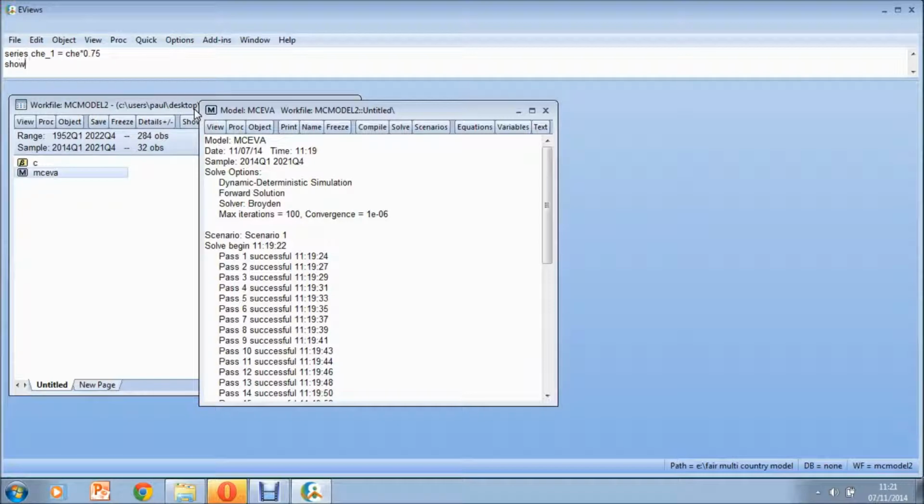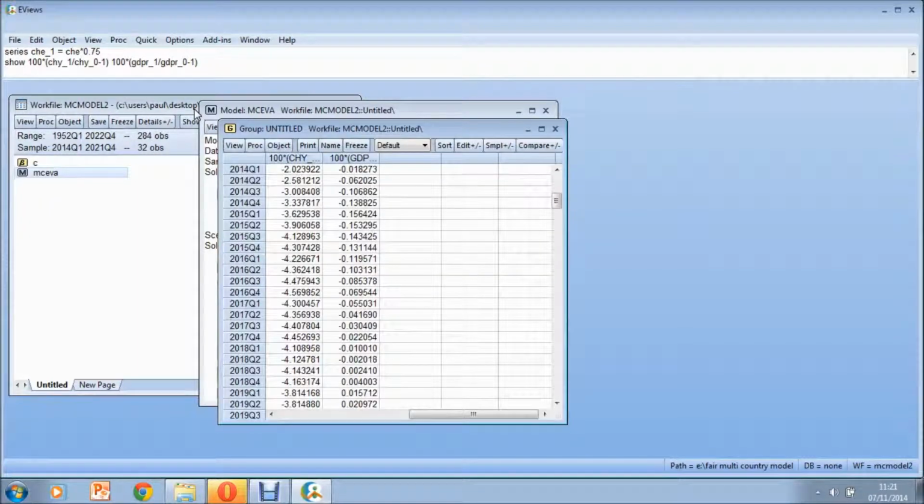So I'm going to type in here show 100 multiplied by CHY_1 divided by CHY_0 minus 1, and 100 multiplied by GDPR_1 divided by GDPR_0 minus 1. These will give me the percentage effects on real Chinese GDP and real US GDP. Hit return, and it gives me the following group object.